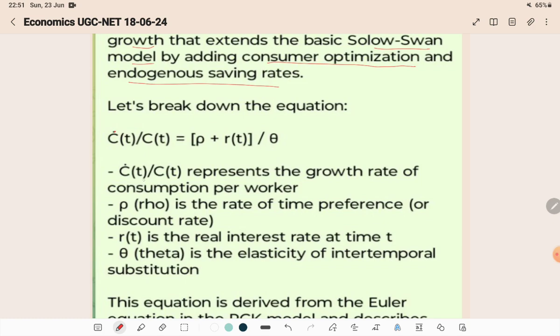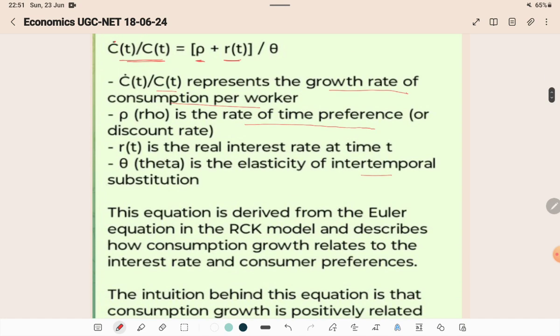So C dot t divided by C t represents the growth rate of consumption per worker, and rho is the rate of time preference, or discount rate, and r t is the real interest rate at time t, and theta represents the elasticity of intertemporal substitution. So this equation is derived from the Euler equation in the RCK model and describes how consumption growth relates to the interest rate and consumer preference.